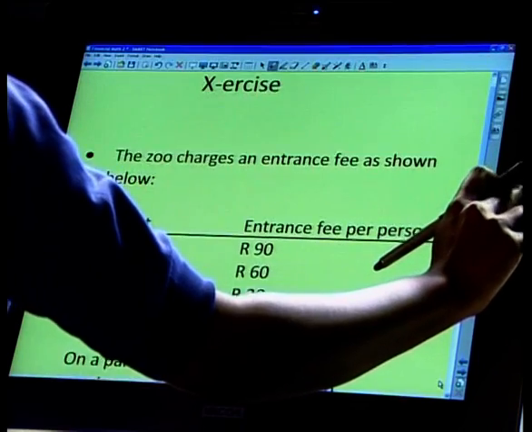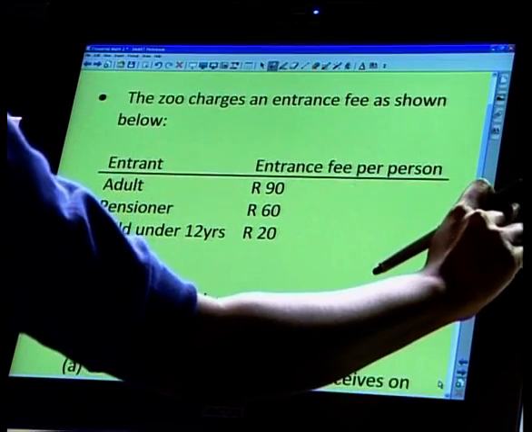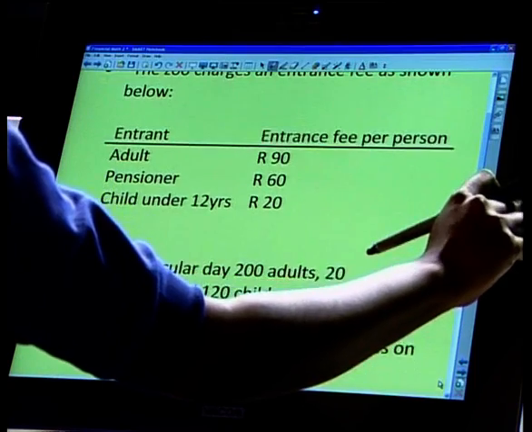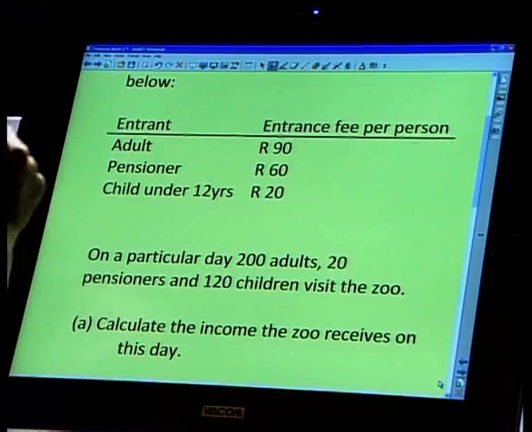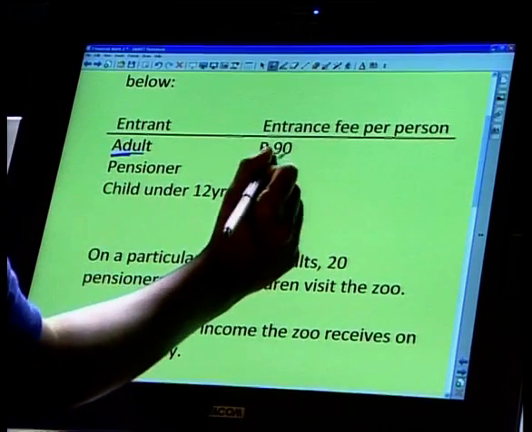Okay guys, you've had some time to look at the exercise. Let's see if this is the answer that you got. Exercise 1, we are told what the zoo charges as an entrance fee. Okay, so this is how much it's going to cost per person to get into the zoo. If you're an adult, it will cost you 90 Rand.